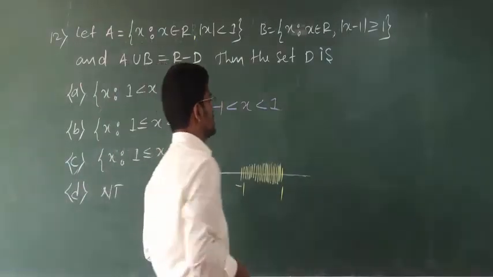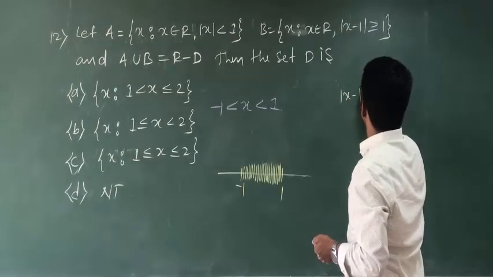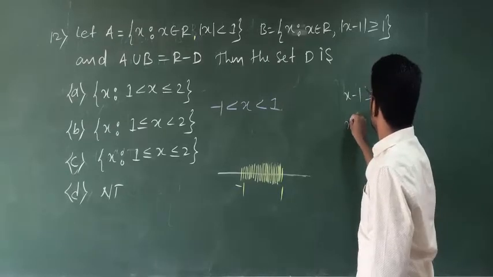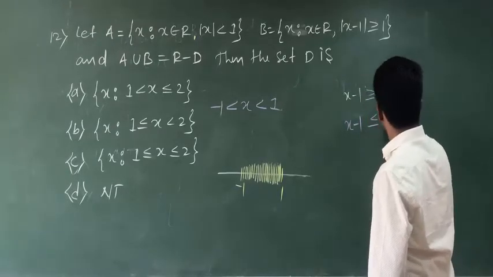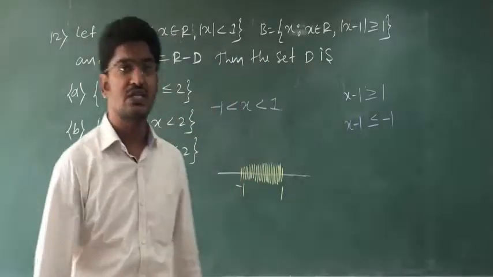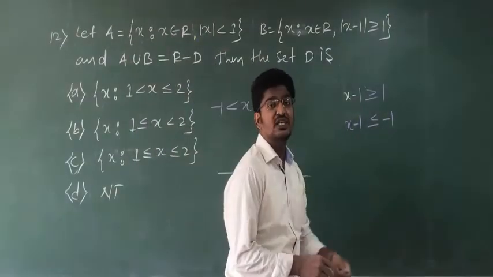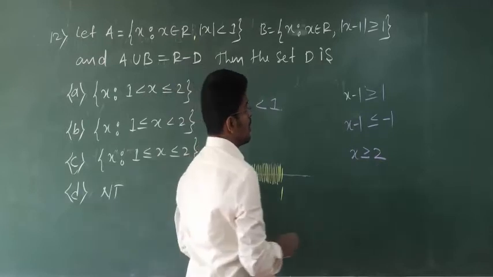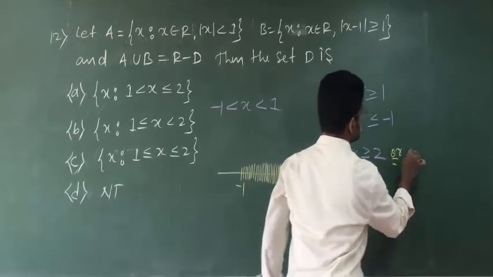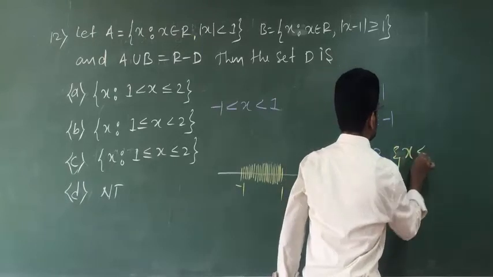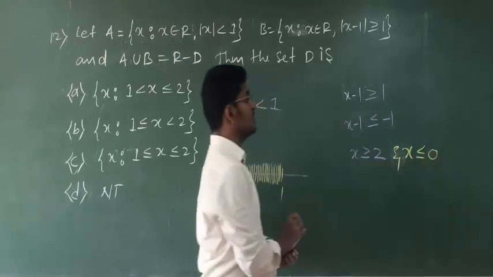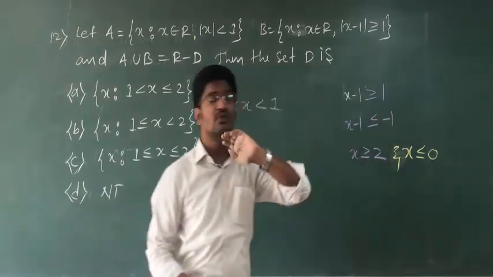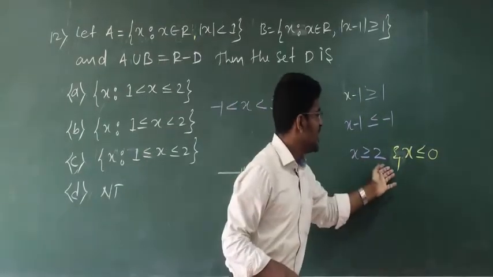Okay. Next, mod of x minus 1. That means mod of x minus 1 is greater than or equal to 1, so x minus 1 is greater than or equal to 1 or x minus 1 is lesser than or equal to minus 1. That's what your mod function tells. So if you again simplify this, it will be x is greater than or equal to 2, or next one, x is lesser than or equal to 0. Because if I simplify this, minus 1 goes on this side, plus 1, minus 1 plus 1, 0.